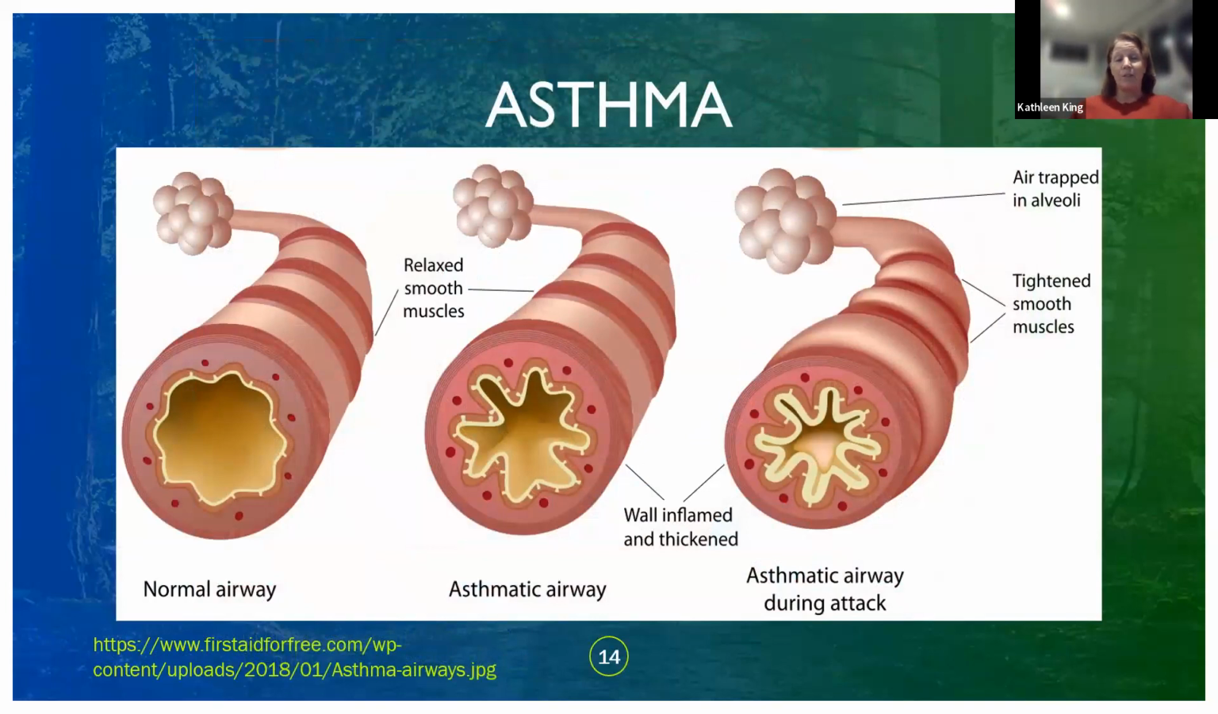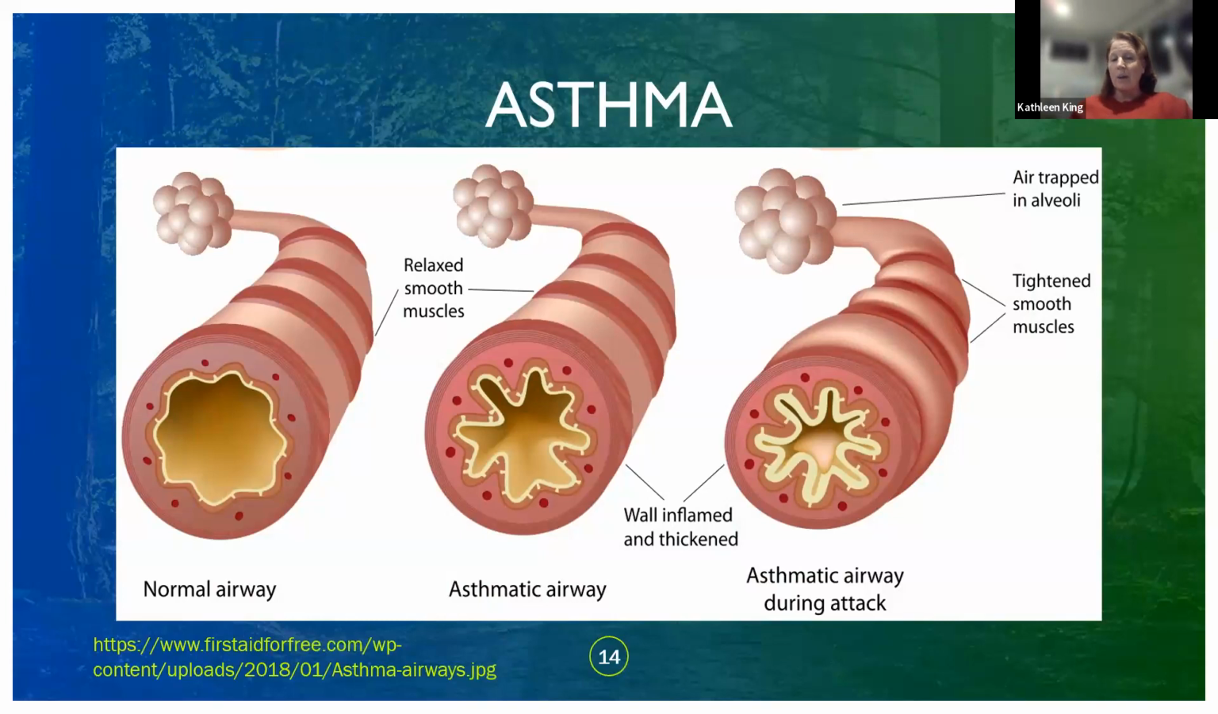Asthma. Why is asthma different? So asthma is different because generally you have the normal airway, again, nice big opening. An asthmatic airway, even if you're living your best life and you don't have any symptoms of asthma, is already inflamed and thickened. So you don't have as much space to move air. It's still pretty open, but you don't have as much.